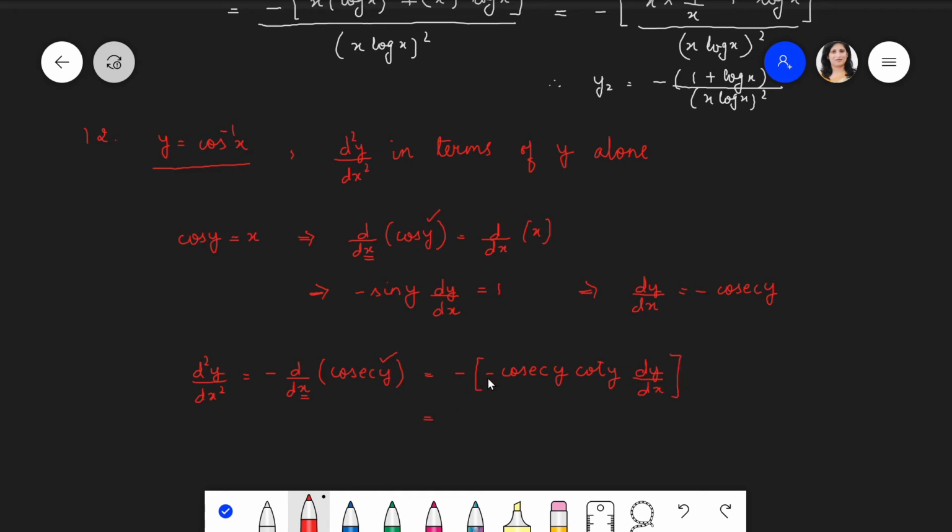So here minus minus becomes plus and we get cosec y cot y, and the first order derivative from here is minus cosec y. So our final second order derivative is minus cosec square y into cot y. This is the second order derivative. So you can see here the second order derivative has only the variable y.